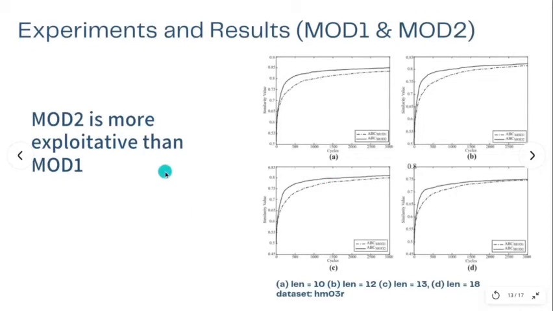Mod 2 was also found to be more exploitative than Mod 1, and we can see this from these graphs, where this bold line is Mod 2 and this dotted line is Mod 1, and this was tested across different lengths, such as 10, 12, 13, and 18. And we can see that across all these lengths, Mod 2 converged faster than Mod 1, even though Mod 1 also generated similar results eventually.